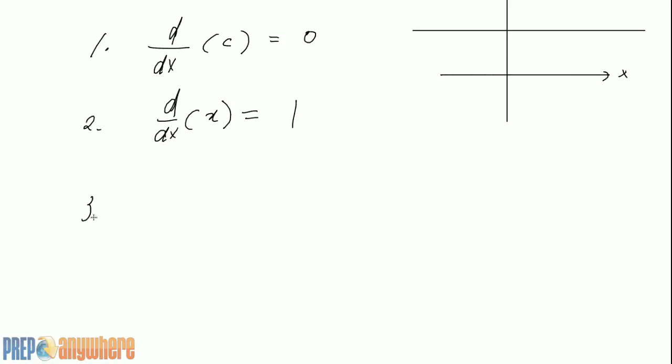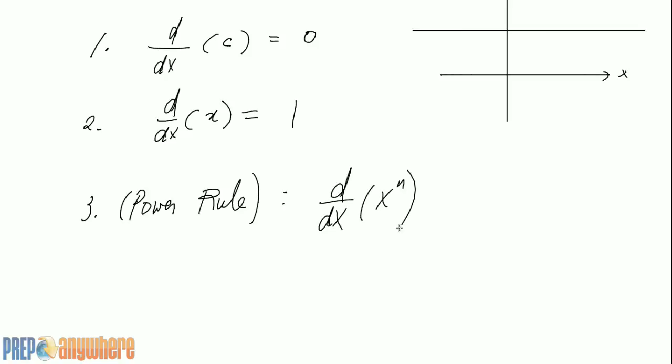This one has a nice name. It's called the power rule. It's the following. If you're differentiating x to the power of n, you do this. You decrease the exponent by 1 and you times it by n.